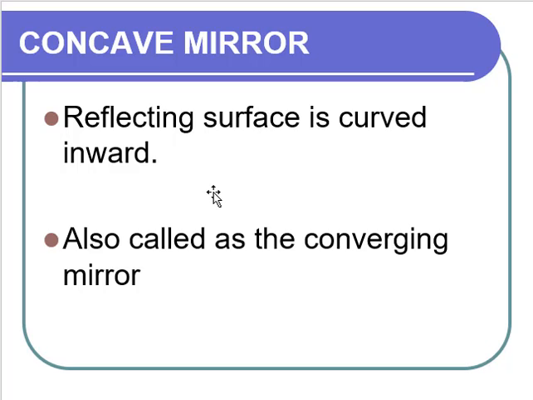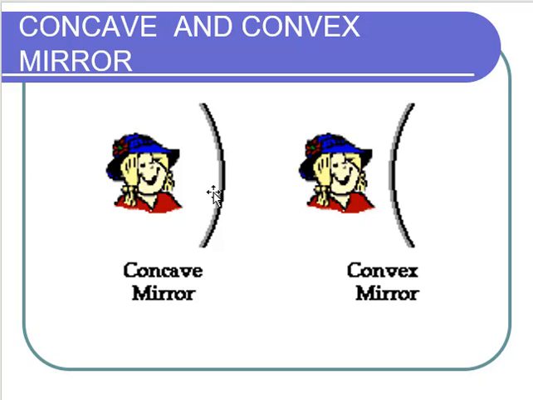We have two types of spherical mirror. We have the concave mirror. If you have a spoon and the spoon is toward you, the curve is toward you, the reflective surface is curved inward, that is a concave mirror. It's also known as a converging mirror because it converges the rays bouncing off the concave mirror. Okay, again, it will converge. And when you have a spoon again and the back of the spoon is facing you, that is a convex mirror.